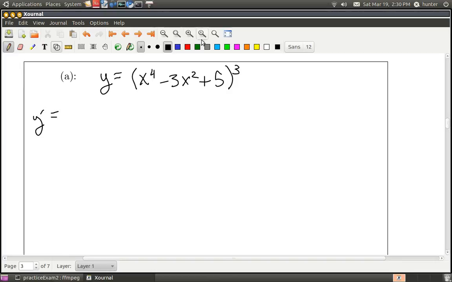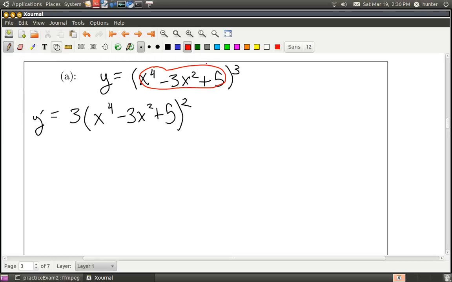Alright, so first I pretend like the stuff inside the cube is just a blob and take its derivative, and that gives me 3 times the stuff. And okay, so that's what we do when we normally take the derivative, but now you know the chain rule says that when we treat a big blob like it was a variable, we have to multiply in its derivative. So the derivative of the stuff inside is 4x cubed minus 6x, right? And that's it, we're done, very easy.